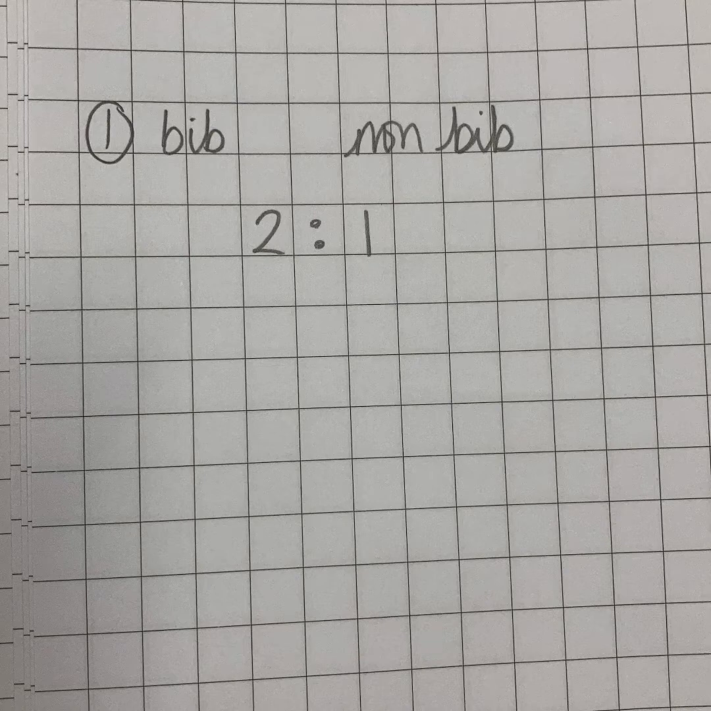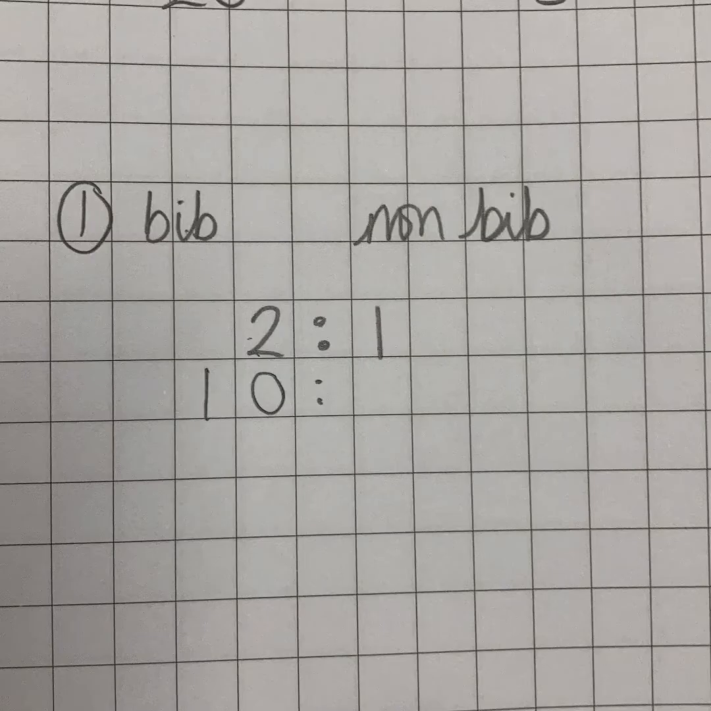So first things first, write down the simplest ratio. So I've written bib and non-bib so I don't get confused. So there's 2 children wearing a bib for 1 child not wearing a bib. So the ratio is 2 to 1. If 10 children are wearing a bib, think about which side of the ratio that's going to go on. So it goes on the left-hand side because that's showing how many children are wearing a bib.